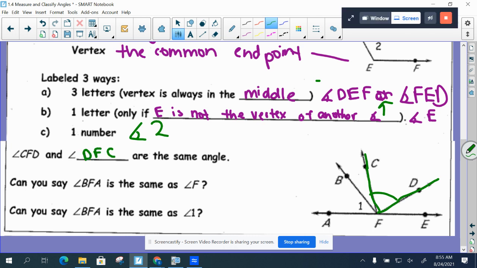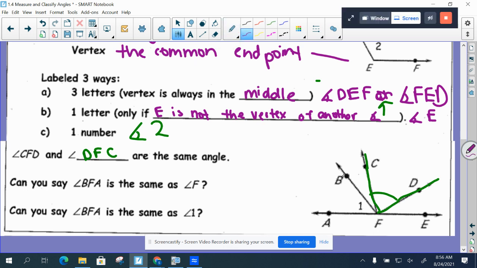And this is the order. Can I say angle F here? No, because F is the vertex of a lot of different angles. Can I say BFA is the same as F?